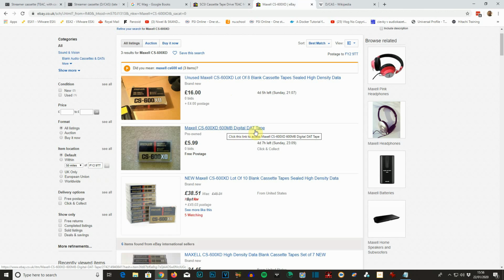No, not a DAT tape. This is what happens when people who have no knowledge about what they're selling just see gold and put it up there anyway because they're greedy. I mean, this guy's got 8. He wants £16 plus shipping, so £20, just over £2 each.